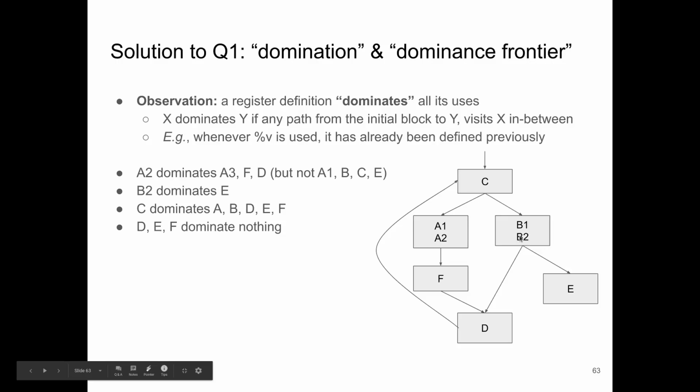On the other hand, B2 dominates E, but no other blocks. For example, D can be reached from C by visiting A, F, D. But E is dominated by B2 because all paths from C to E, for example C, B, E, visit B2 in between. C dominates every other block because this is the initial block, so any path from C to another block should visit C in between. And D, E, F don't dominate anything. So that's basically the notion of domination.